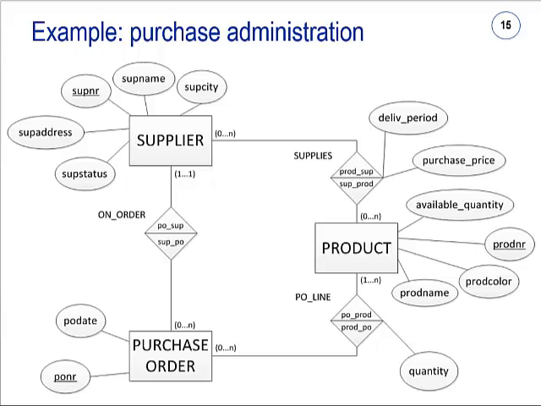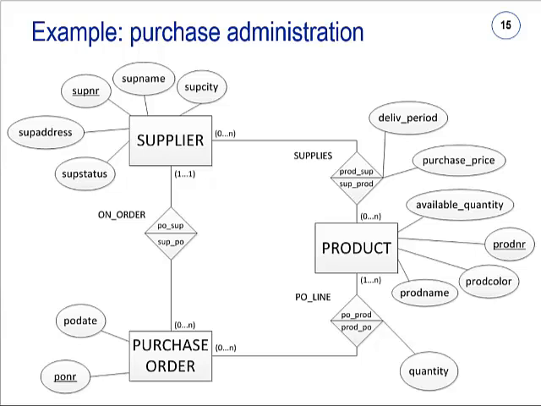Finally, we also have the relationship type between supplier and product. A supplier can supply minimum 0, maximum n products. A product can be supplied by minimum 0, maximum n suppliers.